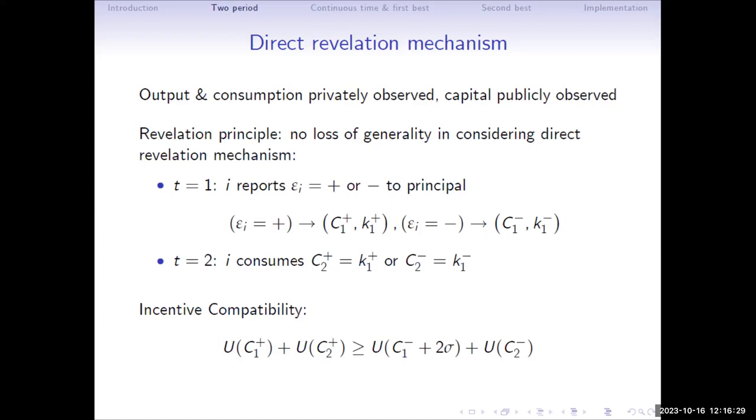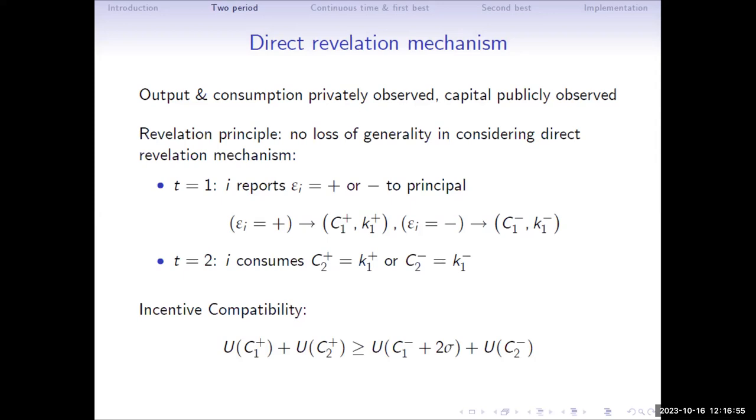So now the agents have a shock. It could be a plus sigma, so my output at time one, per unit invested, is 1 plus sigma. But I could lie, I could pretend I only had 1 minus sigma. And so I would report to the principal, I'm sorry, I only had 1 minus sigma. And then I would secretly consume the difference between the two, which is 2 sigma.